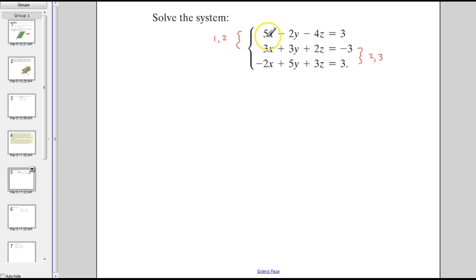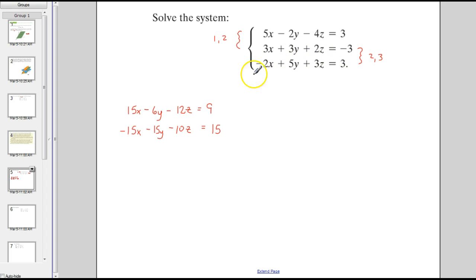Now, if I'm going to eliminate x in 1 and 2, I'm going to need to multiply the top equation by 5 and the bottom equation by -3, or vice versa. One of them has to be negative because we have the same sign. So I'm going to multiply the top equation by 3, and I'll get 15x minus 6y minus 12z equals 9.